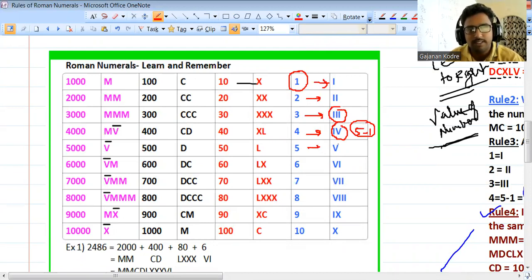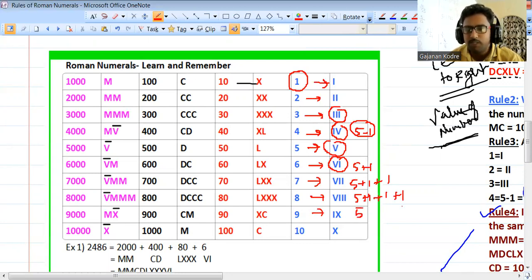For 5 there is already a symbol, V. 6 is 5 plus 1, that is VI. How will we write 7? 5 plus 1 plus 1. How will we write 8? 5 plus 1 plus 1 plus 1. How can we write 9? 5 plus 1 plus 1 plus 1 plus 1, we can't write 1 four times, so we have to write 10 minus 1, that is IX, or X minus I, that is IX. And 10 is X. So simply you need to write this and learn it.